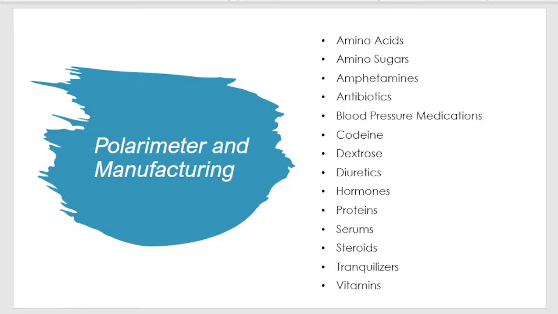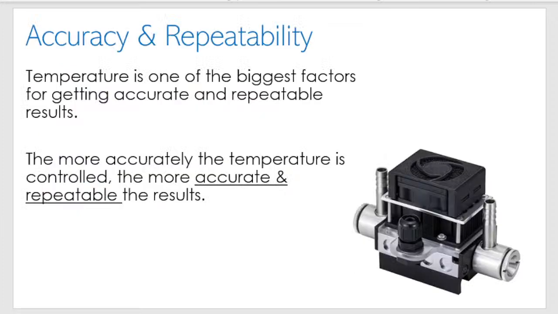So you want to keep the temperature at the specified temperature as per pharmacopoeia or as per your procedures. The closer you are to that temperature, the more accurate your reading will be, and the less fluctuation in your temperature, the less fluctuation your readings will have. So temperature is one of the biggest factors when getting accurate and repeatable results. The more accurately the temperature is controlled, the more accurate and repeatable your results.